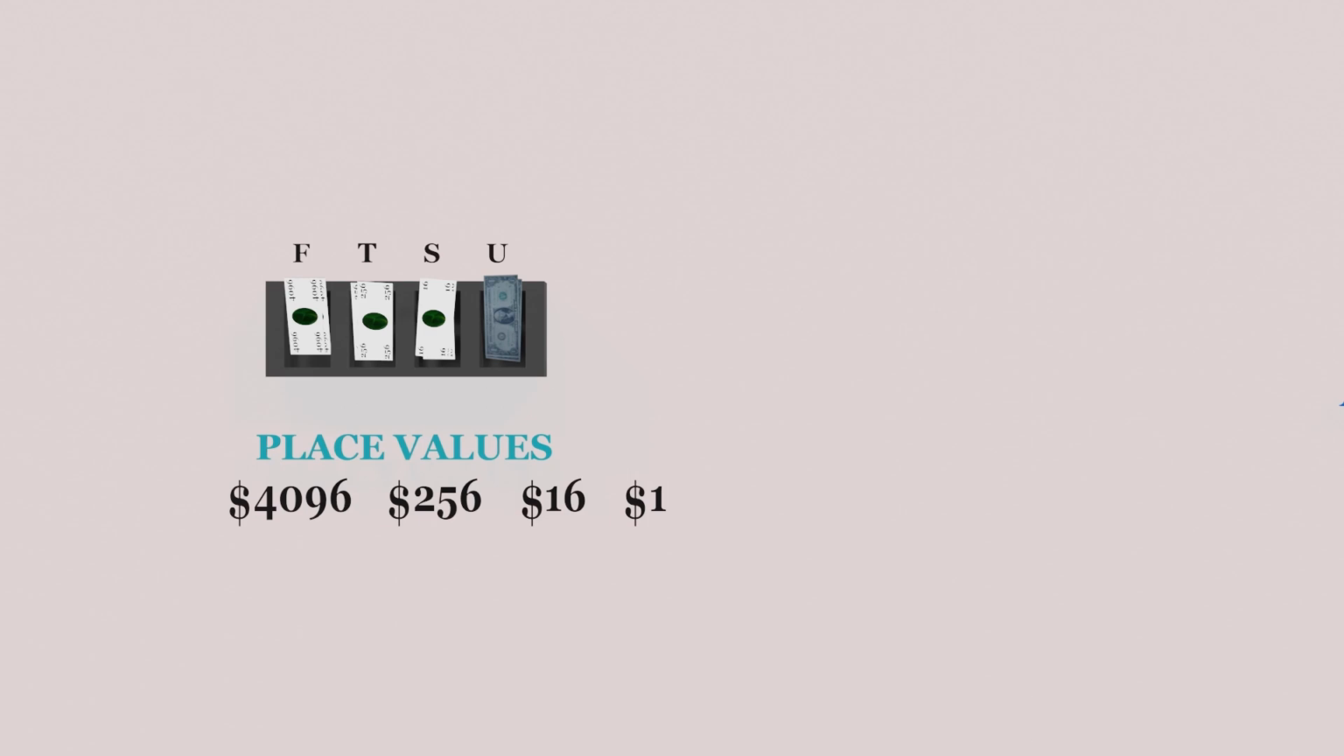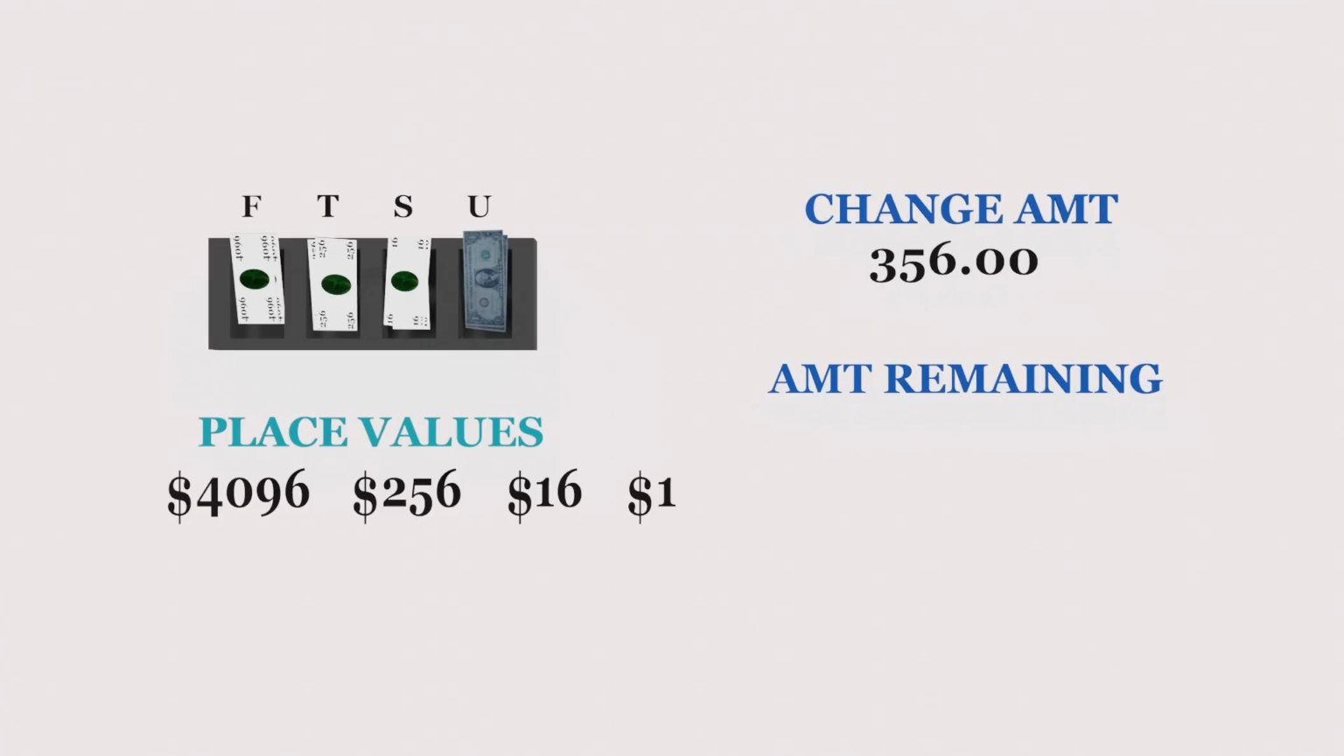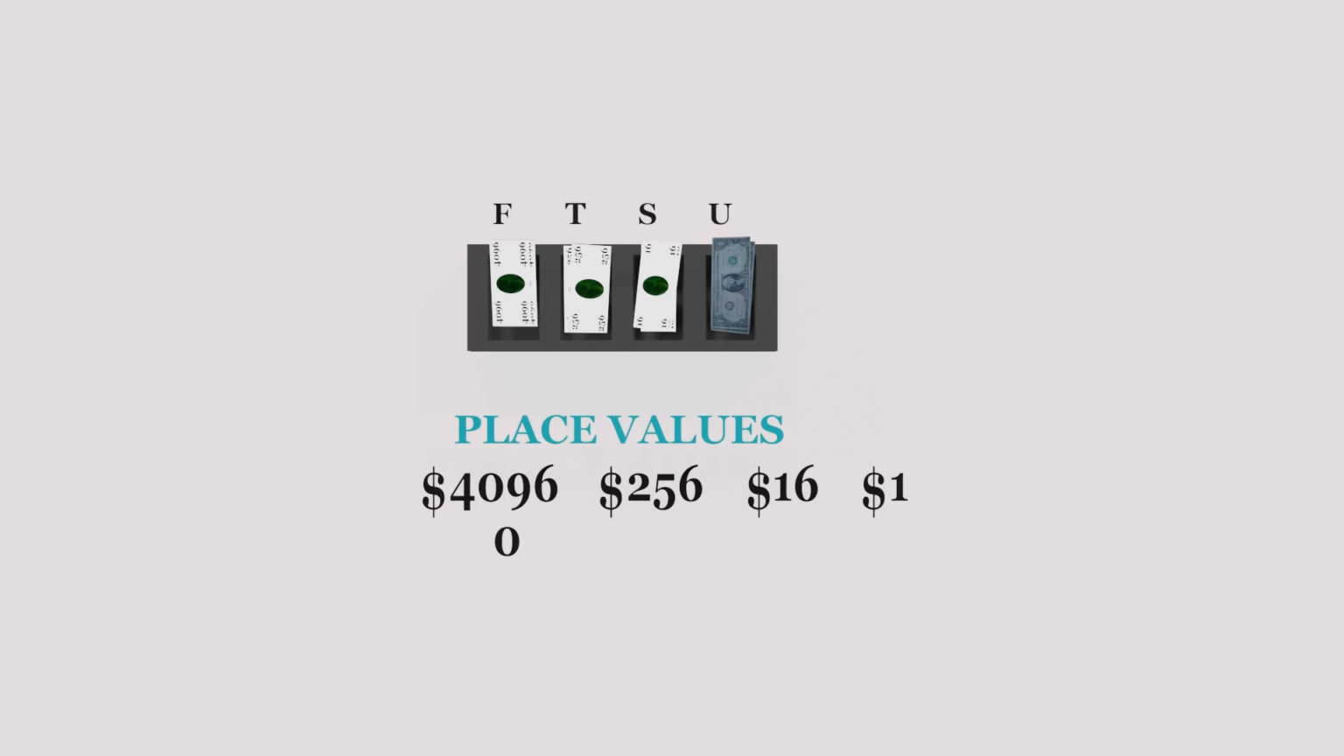As we did when writing the number in decimal, we'll start with the largest bill, the $4,096 bill. Will the cashier give you any of these bills? No, because the amount in change is less than $4,096. Since 0 $4,096 bills are given out, we'll write 0 under the header for the 4096 denomination. We now have this.